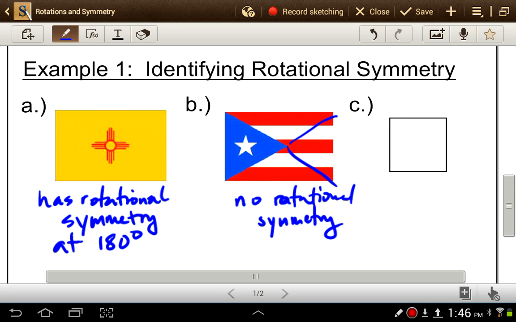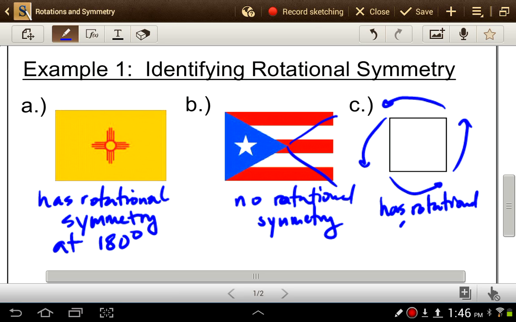And then in our last example, example C, we have a square. If I rotate a square, so I take this corner and rotate it over there, that corner over there, that corner over there, and that corner over there, it's going to look like the same square. How many degrees is that? That is 90 degrees. So this has rotational symmetry at 90 degrees. Now I decided to turn mine to the left, which is called counterclockwise. But you could also turn it to the right, which would be clockwise, and I would still get 90 degrees. So every 90 degrees, no matter which way you turn it, it has rotational symmetry. And so that is identifying rotational symmetry.